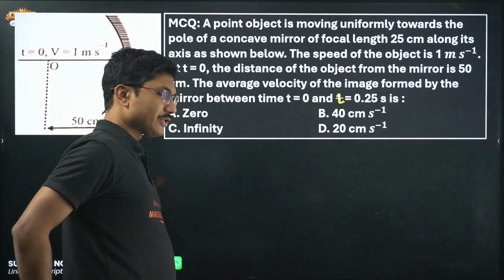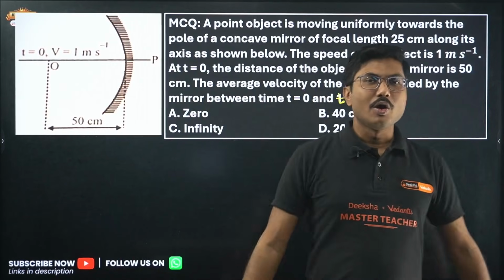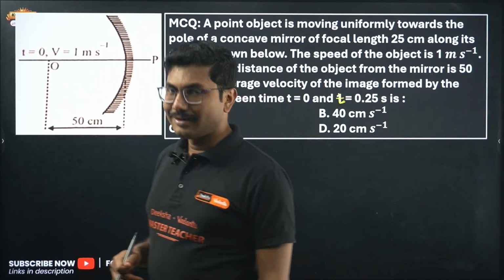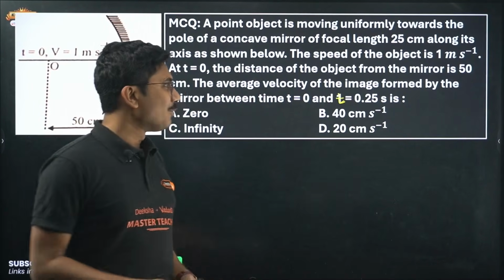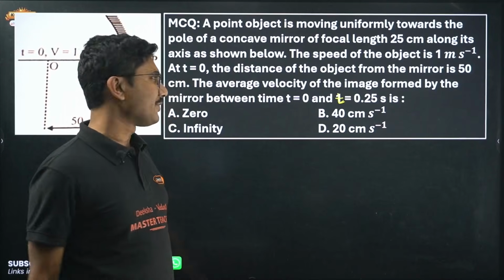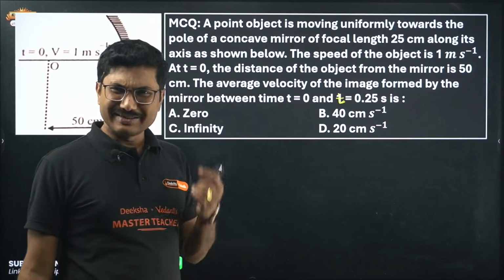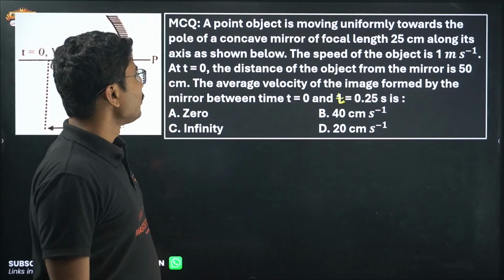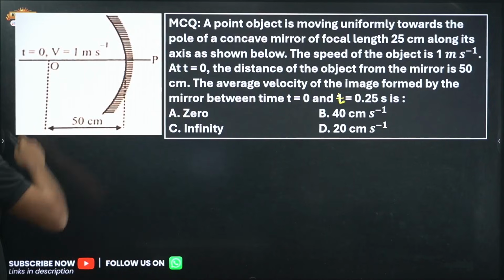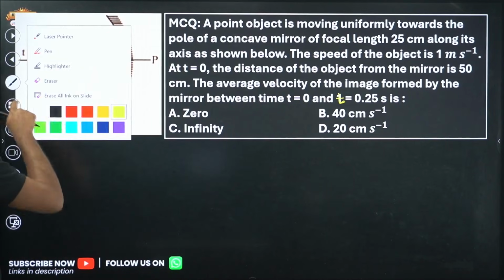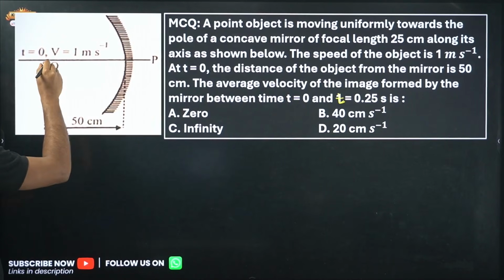So very interesting question, sir. This is a lens equation, why are they bringing in the velocity? Okay, you might ask it, but it is a solvable question. I think it came in 2023 in KCET. So here is an object. Okay, at t equals 0, the object was here.